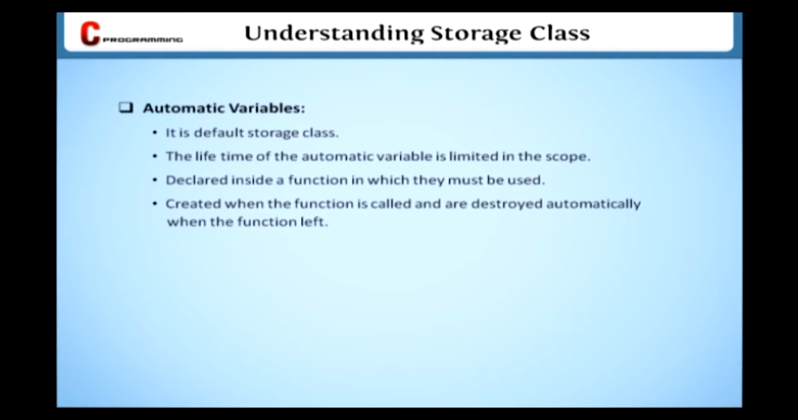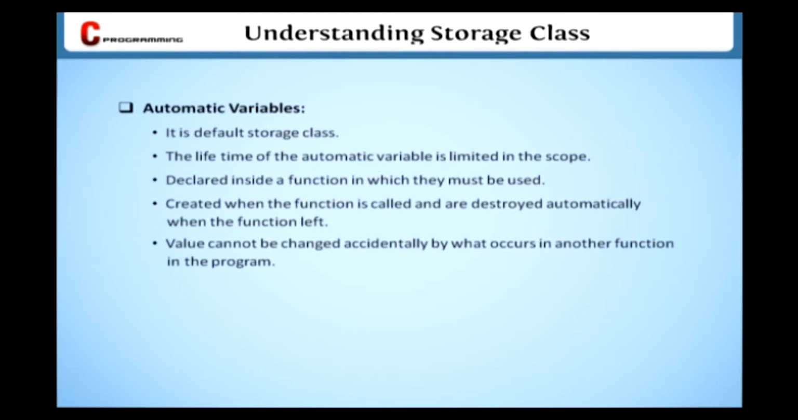name. A variable declared inside a function without storage class specification is by default an automatic variable. An important feature of the automatic variables is that their value cannot be changed accidentally by what occurs in another function in the program. We can also use the auto keyword to declare automatic variables explicitly.